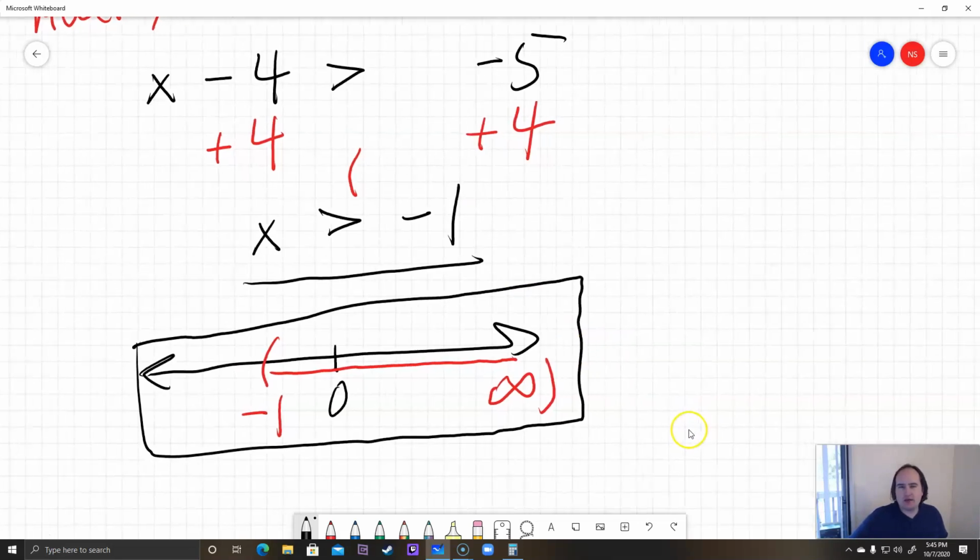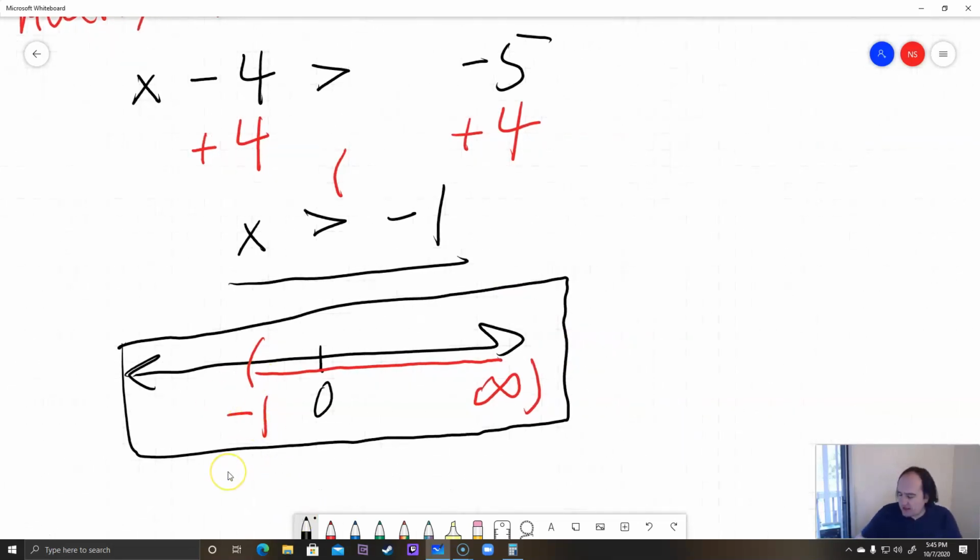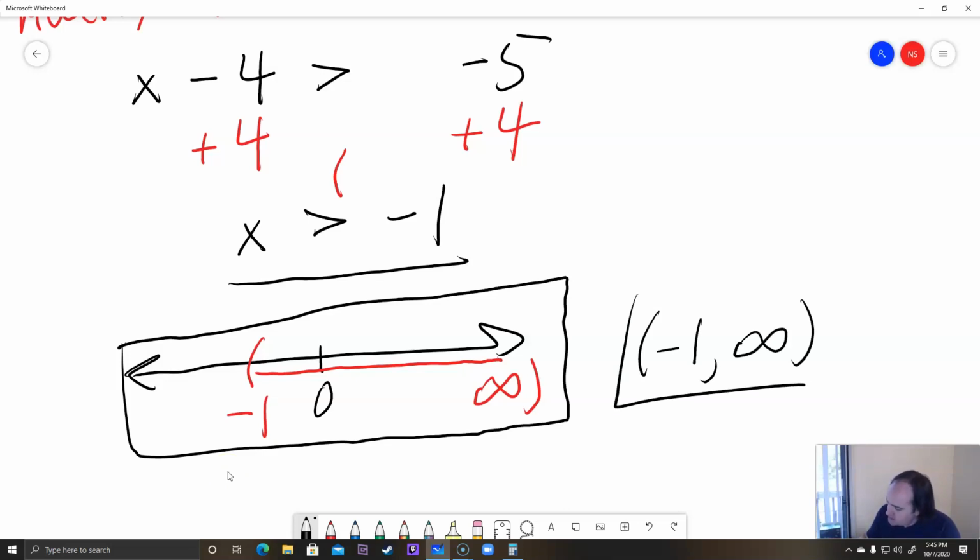And then for our interval notation, we can see the left side of our graph is -1, parentheses -1, and then the right side is positive infinity, parentheses. And we join those with a comma.